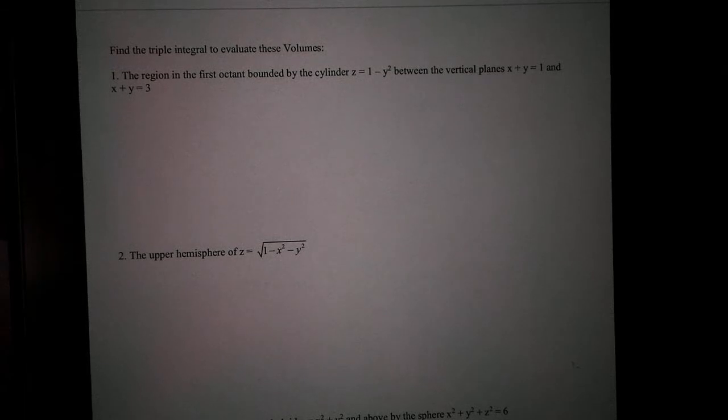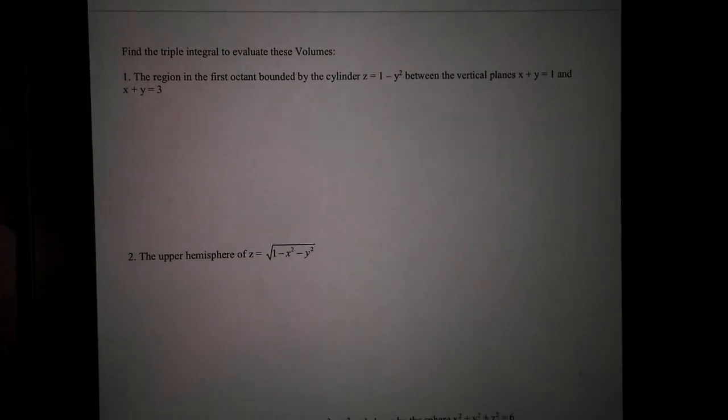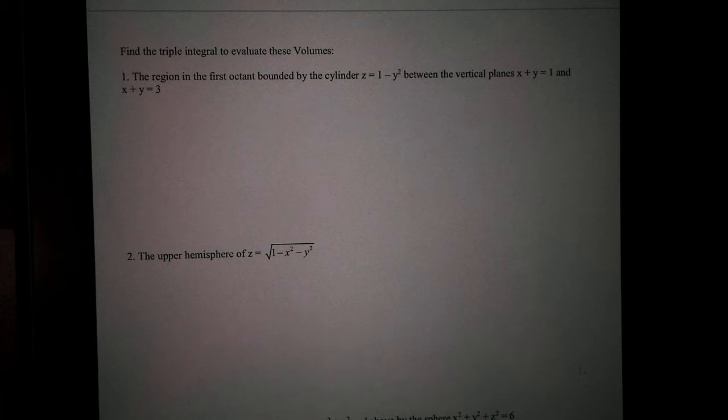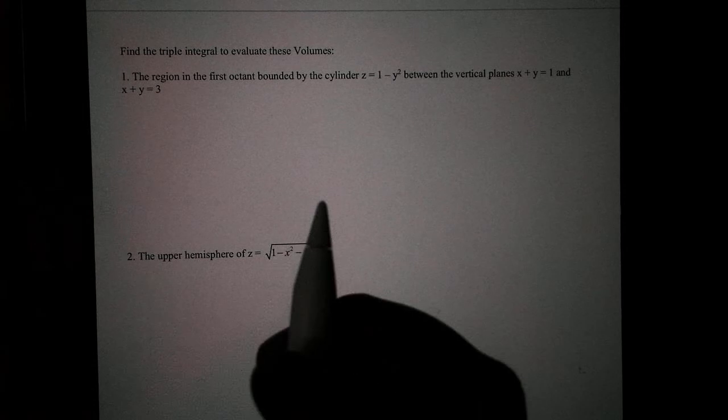Hi, welcome back. So we're going to take a look at a few more examples of using the triple integral to find volumes. Now we're just going to set these up, but you'll kind of see the idea of how to set these up. Some of these are really difficult to solve. So let's go ahead and get started.